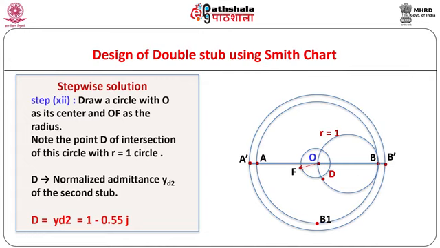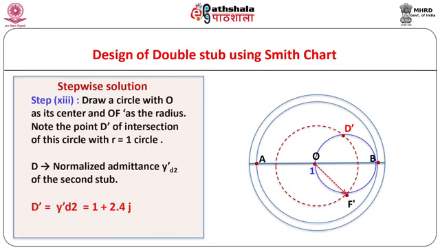Step number 12. Now draw a circle with O as its center and OF as its radius. Note the point D of intersection of this circle with R equal to 1 circle. The point D represents the value of the normalized admittance YD2 of the second stub. Note that the angle between OF and OD measured from OF in clockwise sense must be theta.